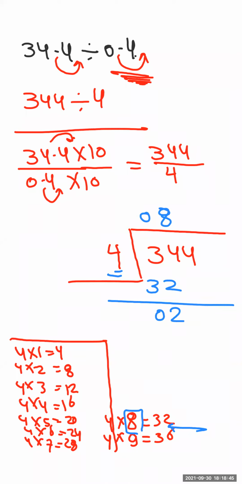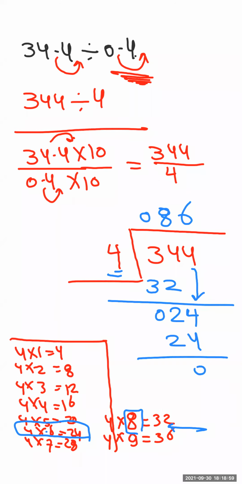Now, can we divide 2 by 4? It's not possible. So we are going to drop down the next number. It becomes 24. Now from the draft, it equals 6. So 6 times 4, 24, subtract: 0, 0, 0. So now the answer, or the quotient from this division, will equal 86. That's it. Okay, guys?